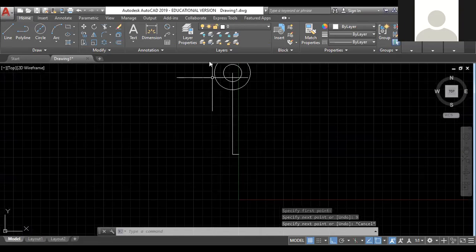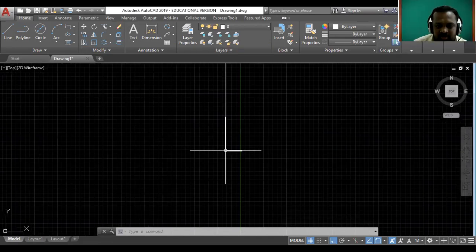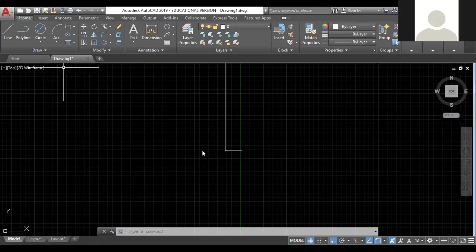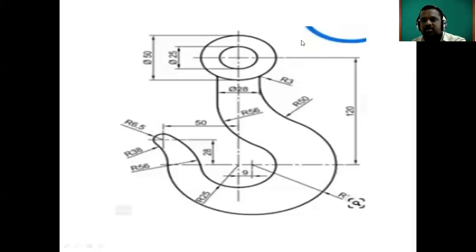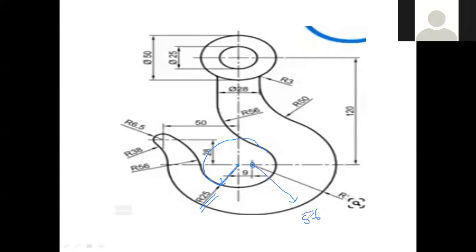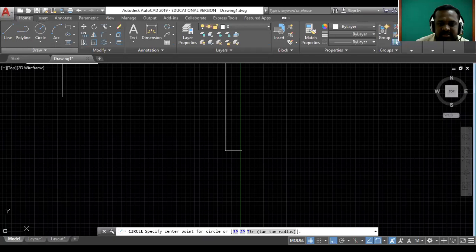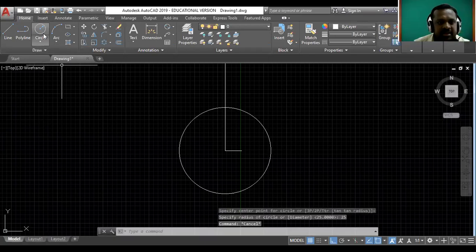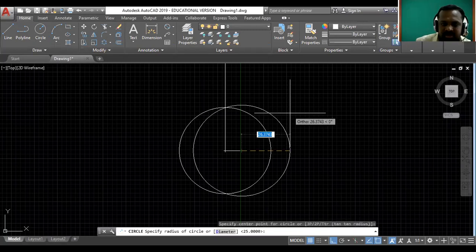Okay. So first up, from this point, by considering this center point, we have to draw the circle. Yes, this circle first up we have to draw. What is the radius? 25. And then from this point, we have to draw this circle of 56. Remember the dimension. What is the radius? 25. Enter, escape, and then 56. From this point, it is 56. Enter, escape.